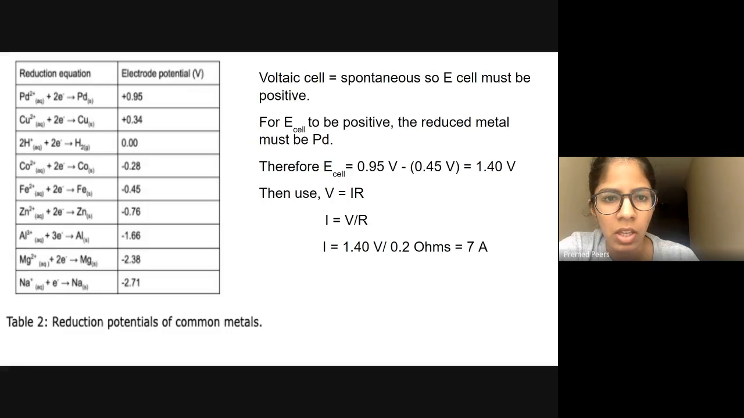Then we use the equation V equals IR, voltage equals current times resistance. We rearrange that to get current equals voltage over resistance, so 1.4 volts over 0.2 ohms equals 7 amps. Let's keep going.